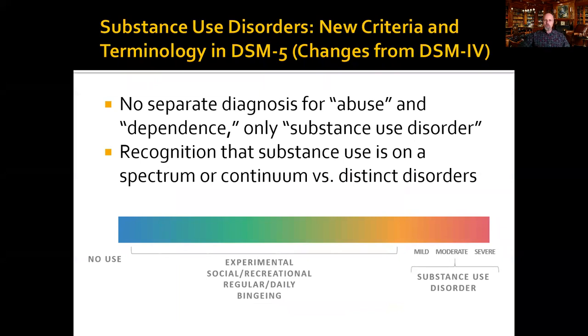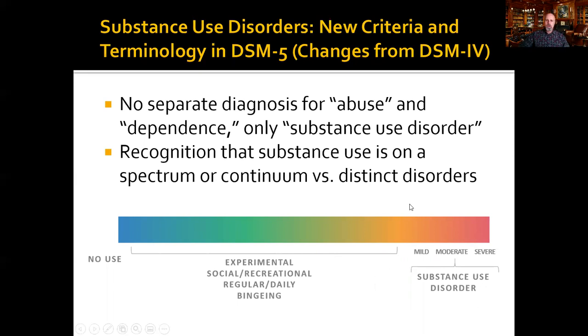So the biggest change in the DSM-5 was that there used to be separate diagnoses for substance abuse and substance dependence. That is no longer the case. Since 2013, there is only one diagnosis. It is a substance use disorder. So this was recognition that substance use is on a spectrum versus having two distinct disorders, meaning that substance abuse and substance dependence are on the same line. It's just where it falls on that line.